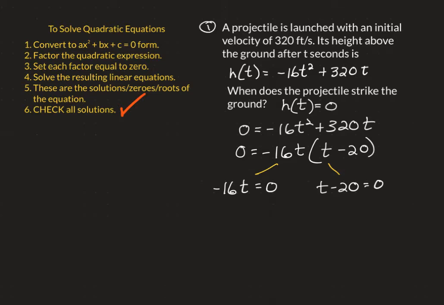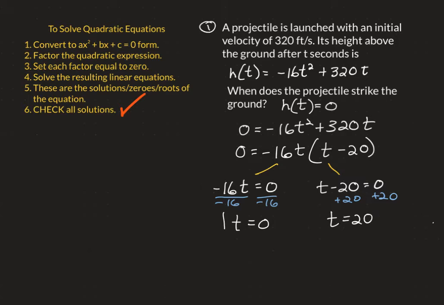Or if t minus 20 equals 0, it doesn't matter what negative 16t equals. You're multiplying by 0 to get 0. And we solve these equations to get t equals 0 and t equals 20.